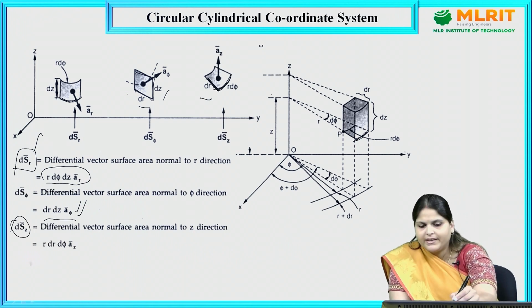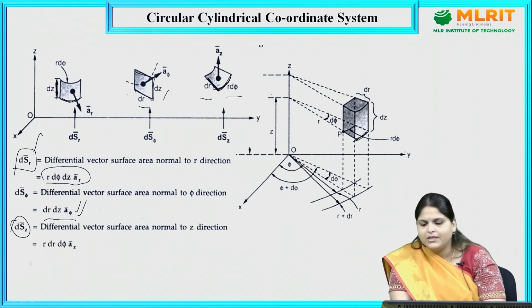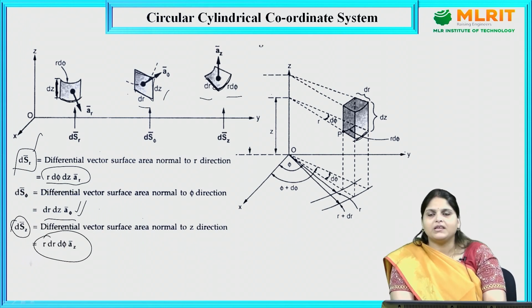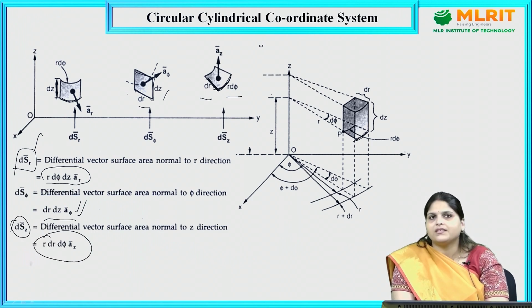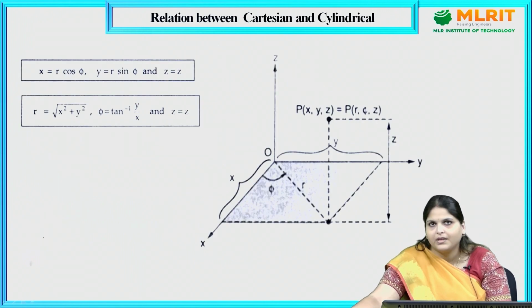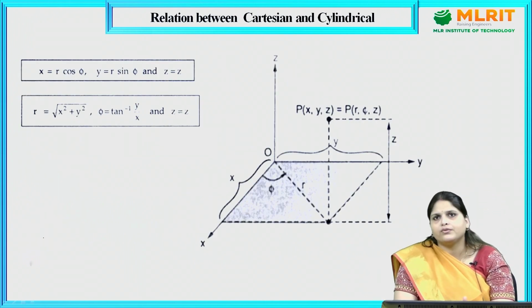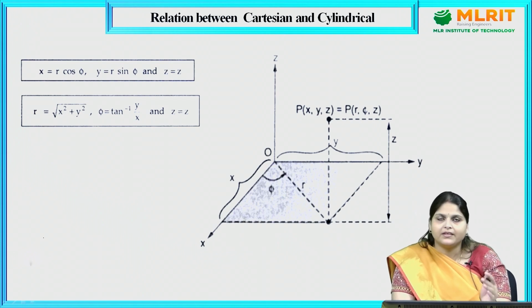So differential radius is dr and this arc is r dphi. So it will become r dr dphi az, meaning the differential vector surface area which is normal to the z direction. So this is about the circular cylindrical coordinate system. Now, as I said, we can discuss the transformation also. We can convert Cartesian coordinate system into cylindrical and cylindrical into Cartesian coordinate system.